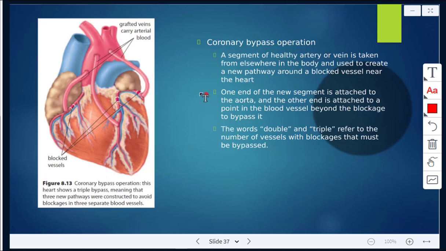All right, one end of the new segment is attached to the aorta right here, and the other end is attached to a point in the blood vessel beyond the blockage to bypass it. And then the words double, triple, they refer to the number of vessels with blockages that had to be bypassed.